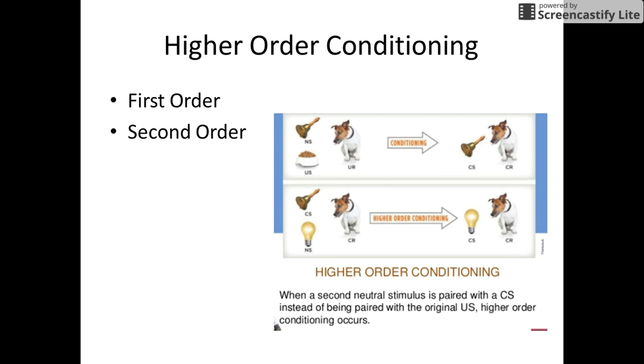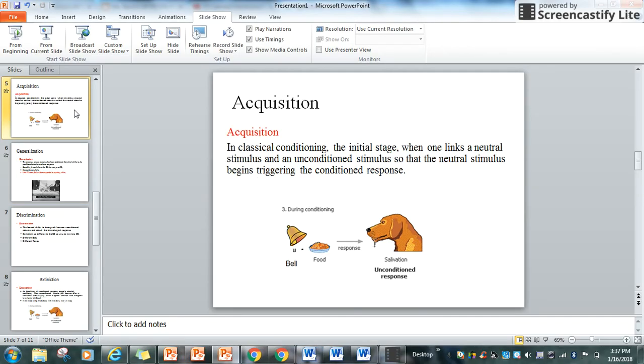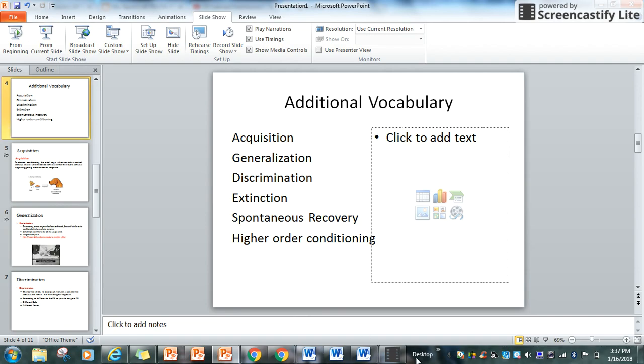So in this example, a bell was ringing, and Pavlov first turned on the light, and then he rang the bell. So now the dog was just being trained by the light turning on. So higher order conditioning is when a second neutral stimulus is paired with a conditioned stimulus, and it can trigger a response. So again, you might want to go over the list of vocab. I would highlight them in my notes and make sure you know the examples.